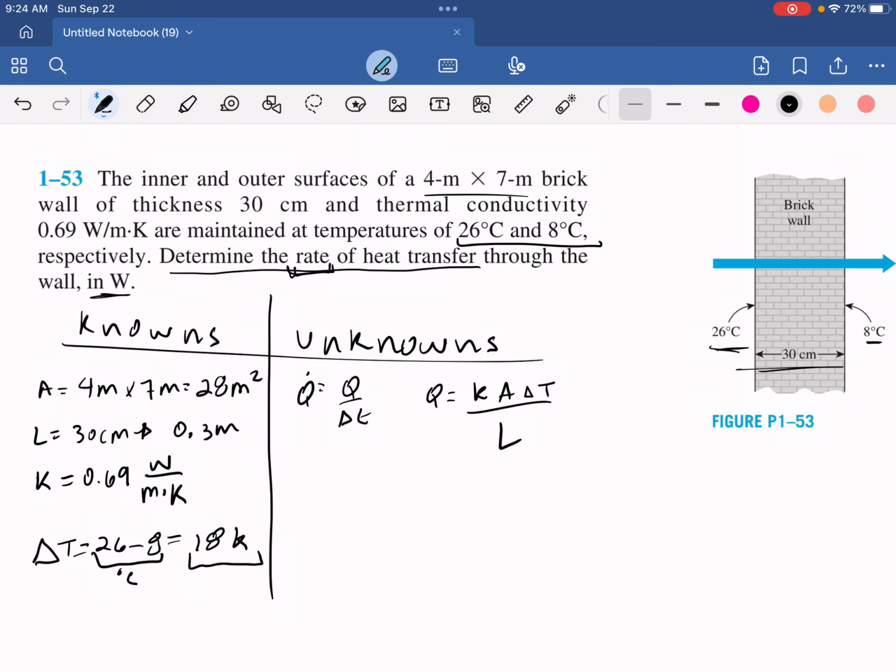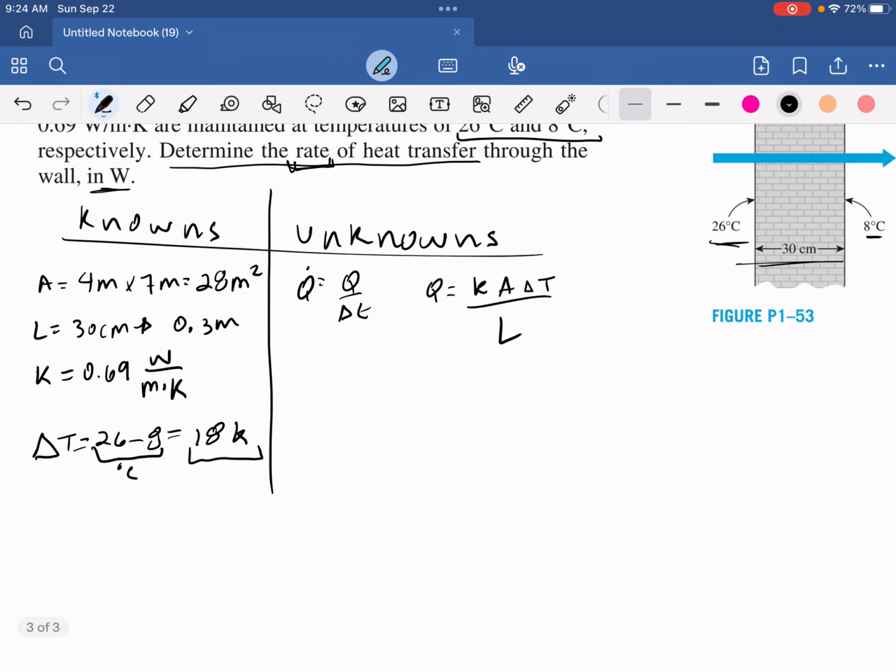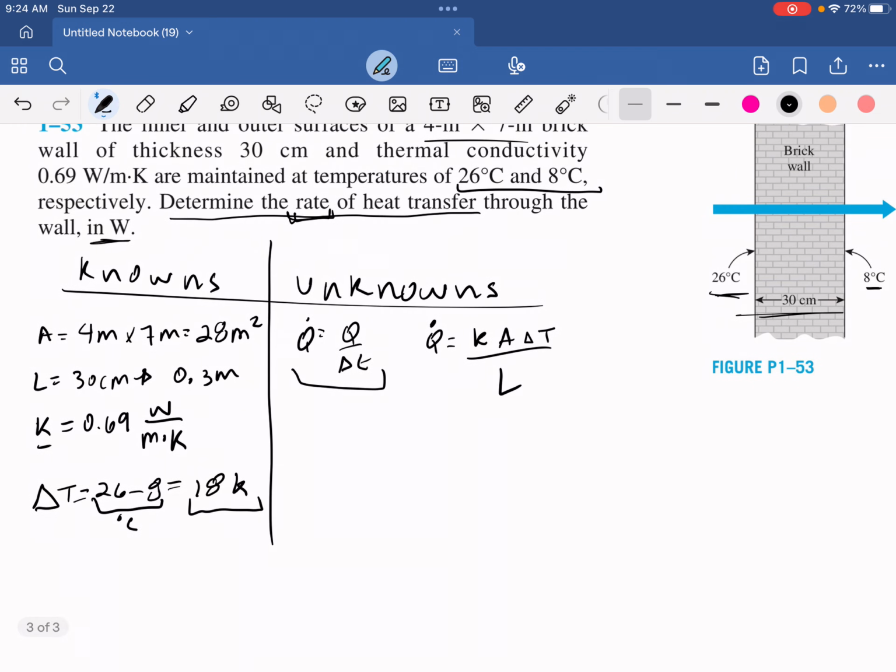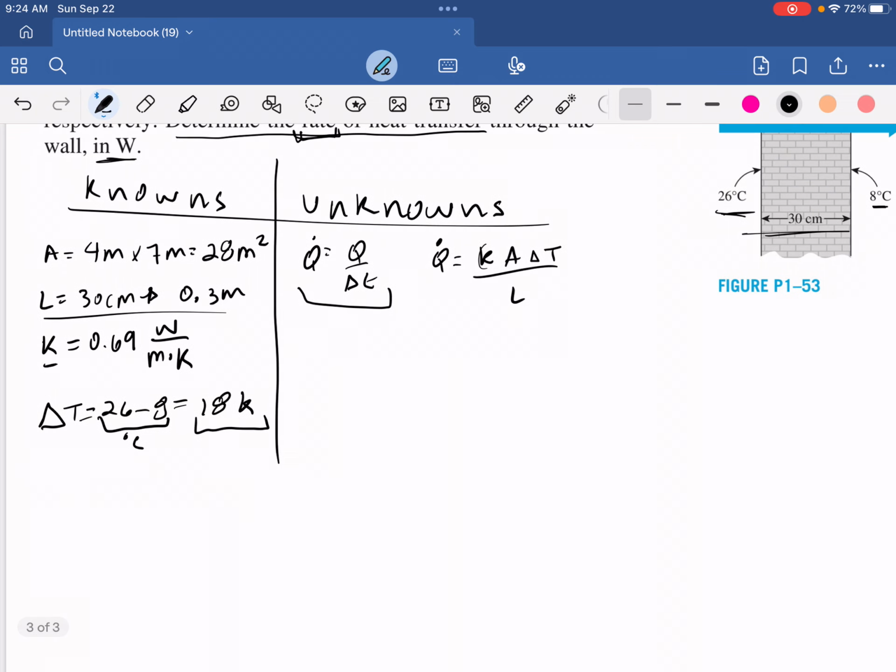Okay. Now, let's start plugging in things. What I wanted to do, I wanted to write all the formulas, but we don't need this. We're not going to use that one, right? Since I'm given thermal conductivity and the thickness, I'm going to use this one because I have the thickness in here and thermal conductivity. Okay, that's the formula that I need to use. This is a plug-in problem, so let's just do it.